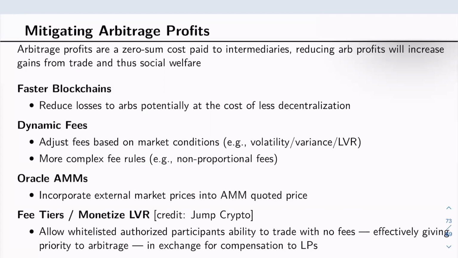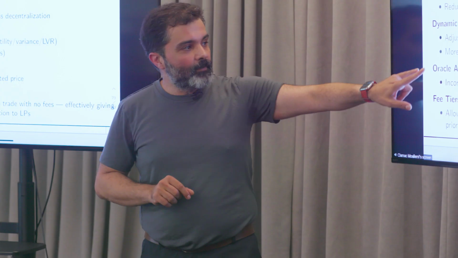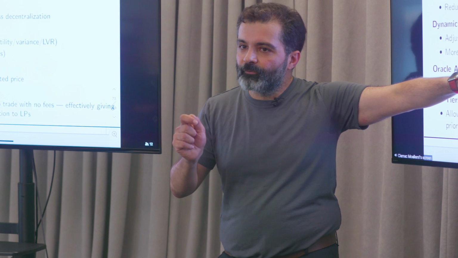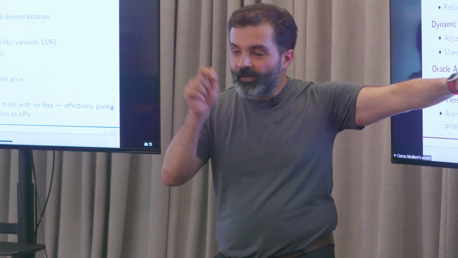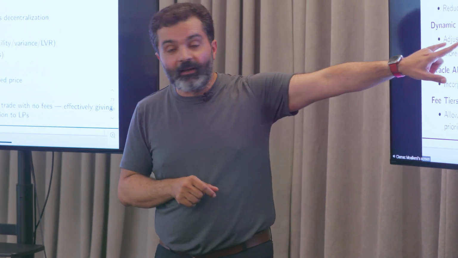One immediate thing is to run a faster blockchain. If you run 10x faster, you'll pick up a factor of square root of 10 in terms of a reduction of arbitrage profits. Other things we can think about are maybe more complicated rules for setting fees. Maybe not just a proportional fee, but other types of nonlinear fees. We can think about dynamic fees.